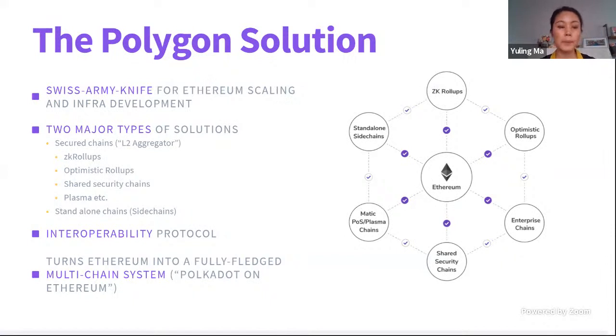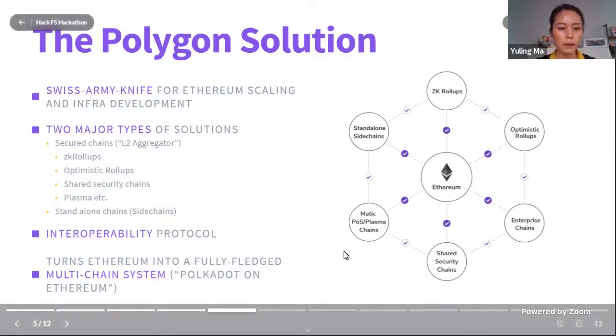So the ability to support all those different scaling solutions, should that be a secure chain, so-called layer 2 aggregators, right? Basically the security would be provided by the Ethereum main chain, right? Or the standalone chains like the POS chain or side chain, where they would provide their own validator layer, right? And then they would be able to secure their own transactions, so that either way, it will be aggregated into this big Polygon, and then offered with this single framework or platform.